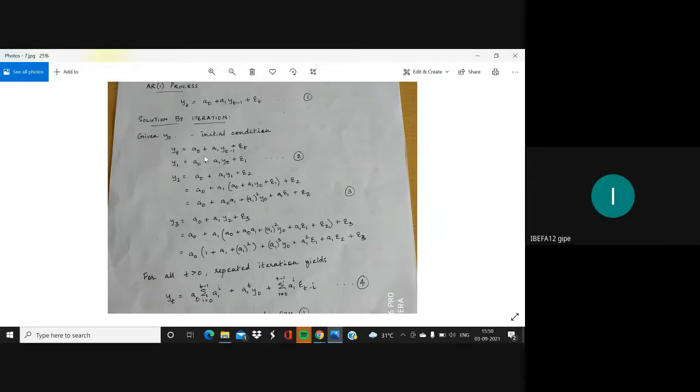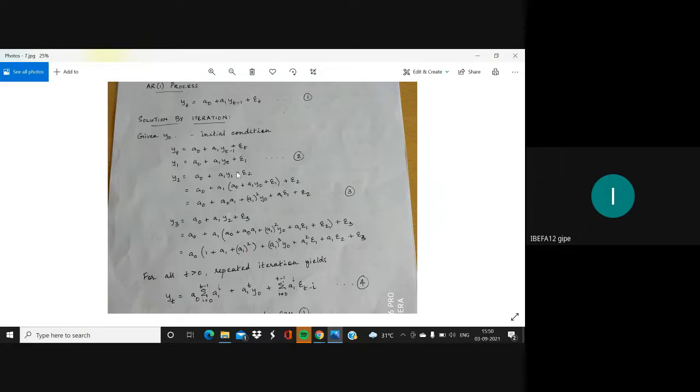Now instead of t, what you can do is put 1 here. Instead of t, put 1. So y1 is equal to a0 plus a1 y0. Since 1 minus 1 is 0, you will get a1 y0 plus e1. Then y2 is equal to, the same way, keep substituting. So y2 is equal to a0 plus a1 y1 plus e2. So you're solving in a recursive fashion, or by substituting successively.